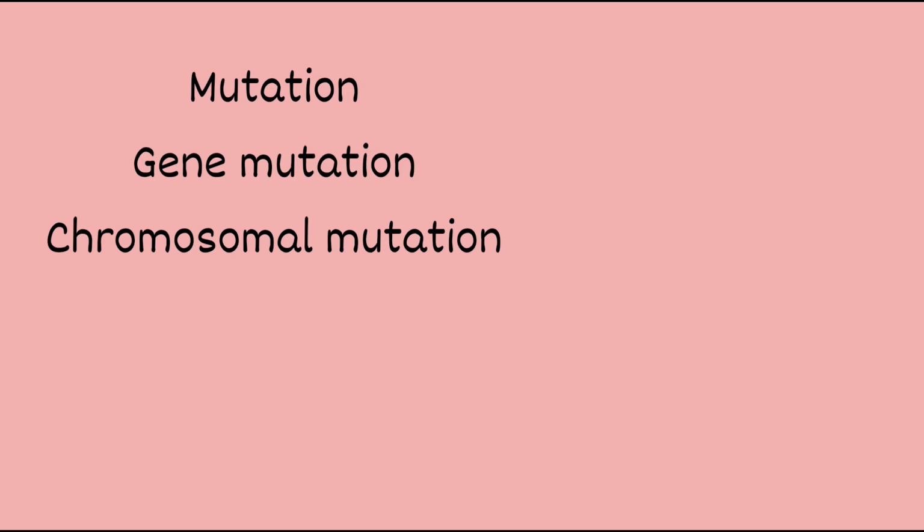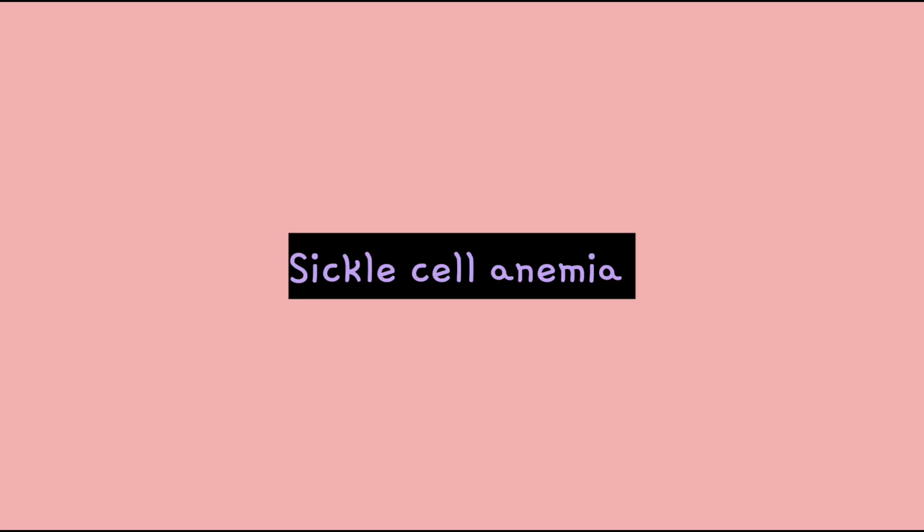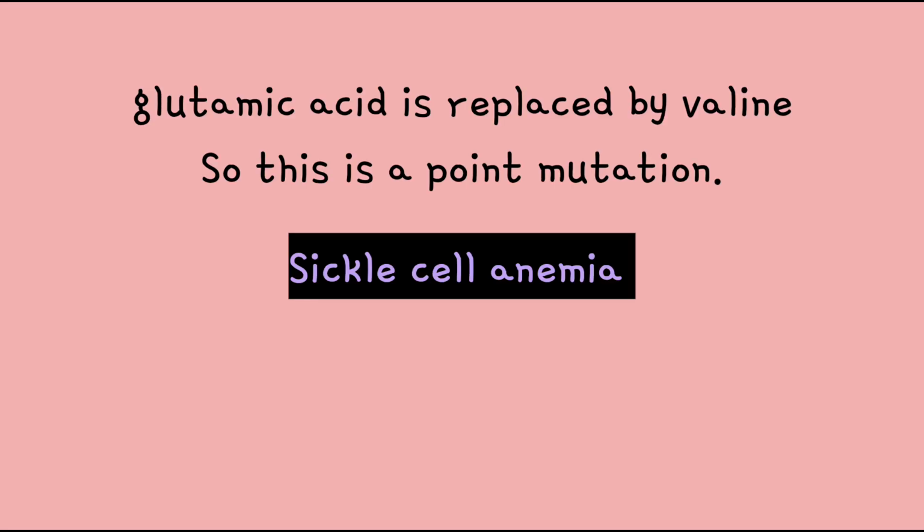For example, if a DNA sequence changes by one base, this can change the protein formed. A type of gene mutation is point mutation, a change in one single nucleotide base pair. One base pair is replaced by another. This is known as point mutation. For example, sickle cell anemia. In this disease, one codon changes in the beta globin gene, that is, glutamic acid is replaced by valine. So this is a point mutation.